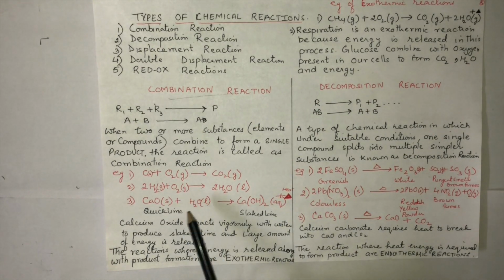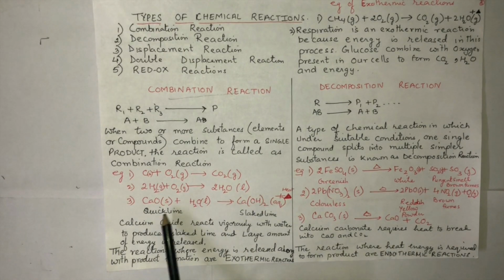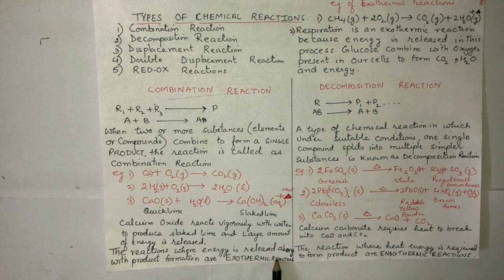Now this reaction is given in your textbook as an activity. What happens when quicklime or calcium oxide reacts with water? It forms slaked lime. The reaction of calcium oxide with water is very vigorous to produce slaked lime, and a large amount of energy is released. In any reaction, when energy is released, that type of reaction is called an exothermic reaction. The reactions where energy is released along with the product formation are exothermic reactions.